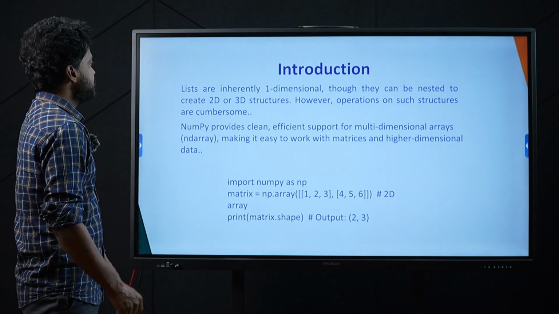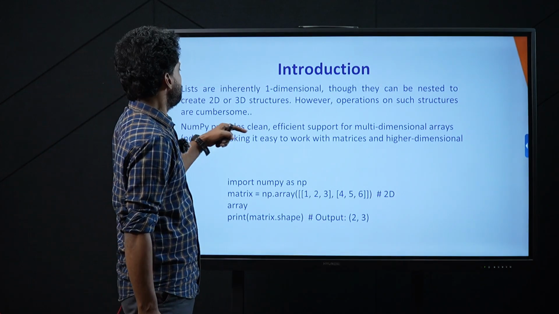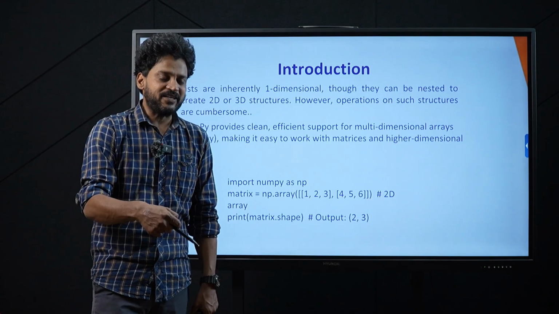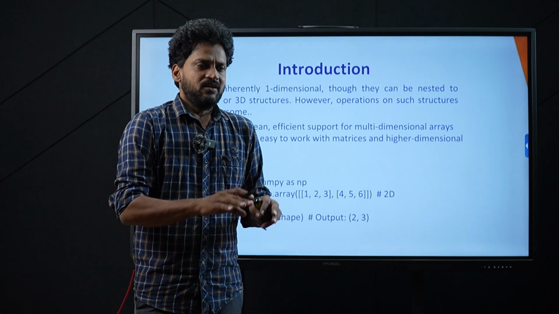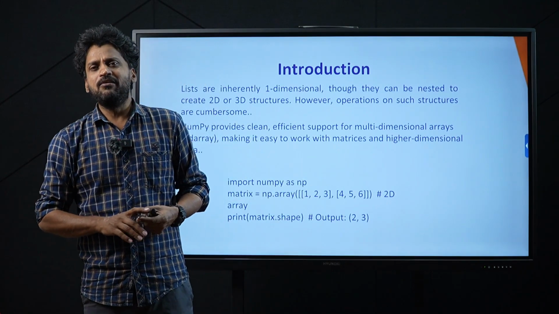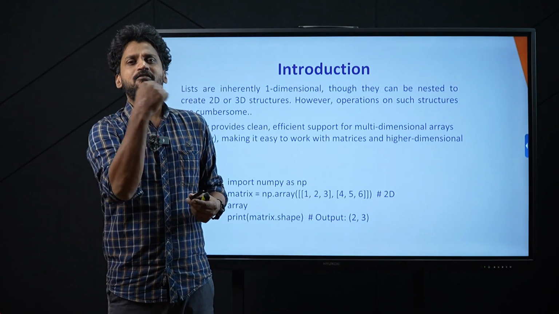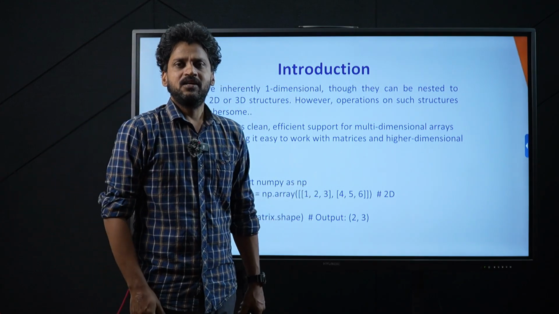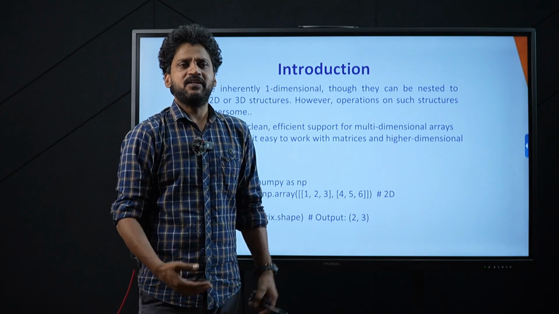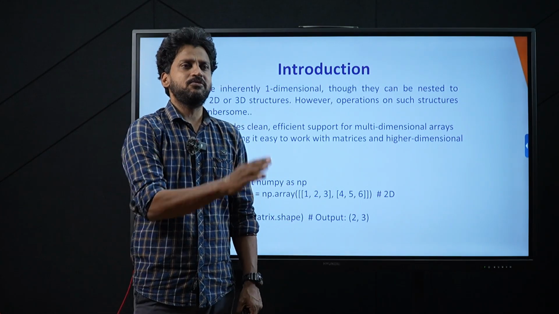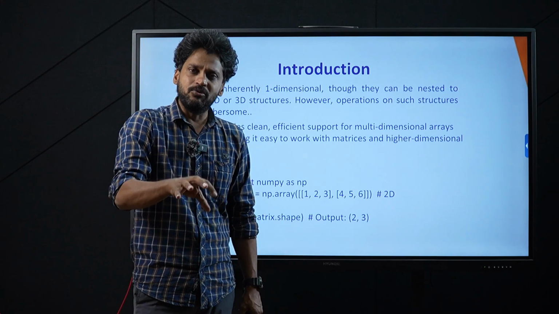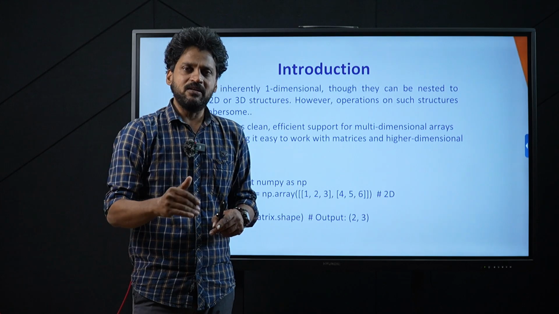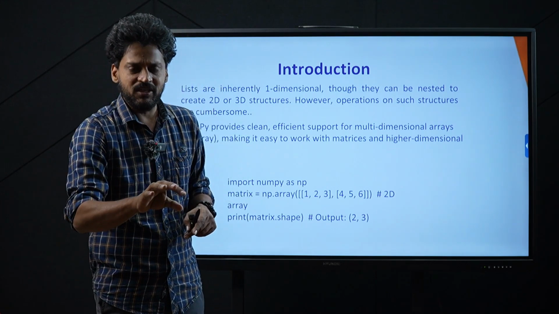Lists are inherently one-dimensional, though they can be nested to create 2D or 3D structures. However, operations on such structures are quite cumbersome. Now, what is a list? A list is going to give you only a 1D vector, a single vector of elements. It's a 1D array. But whenever we deal with a data set, first of all, we should be able to convert the data elements into 2D or 3D arrays. A list doesn't support 2D or 3D arrays. Still, we'll be able to convert this list to 1D or 2D arrays.